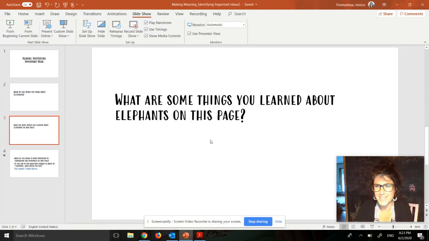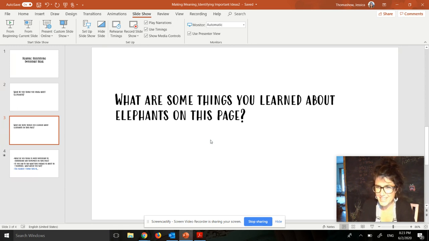What are some things you learned about elephants on that page? Stop and think for a minute. Okay, so I was thinking about that also, and I already knew that elephants show emotion, but I remembered it in more detail from that page. And something else that I learned is that elephants can cry tears. And I also learned that elephants take care of other animals.